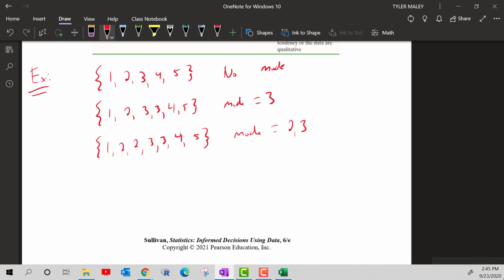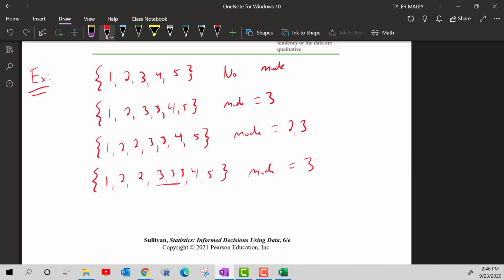And then the next example I have is what if we have the data set like 1, 2, 2, and then three 3s, and then a 4 and a 5. Right, so what I did is take the previous data set and add another number 3. In this case, the mode is going to be equal to 3. And that's because it occurs the most. I have three 3s, and nothing else occurs 3 or more times, right?